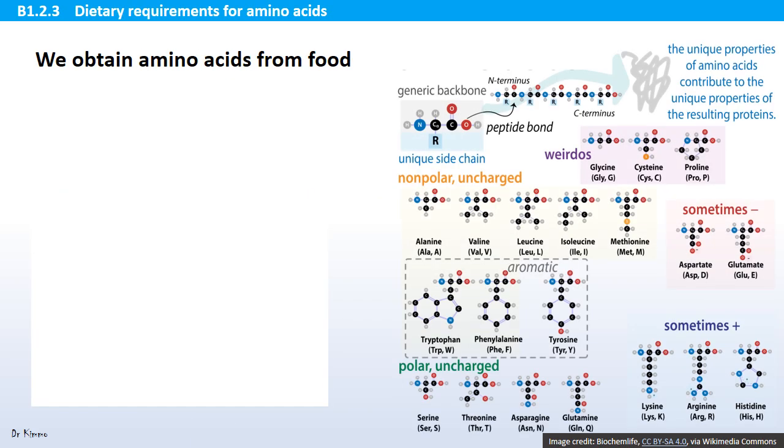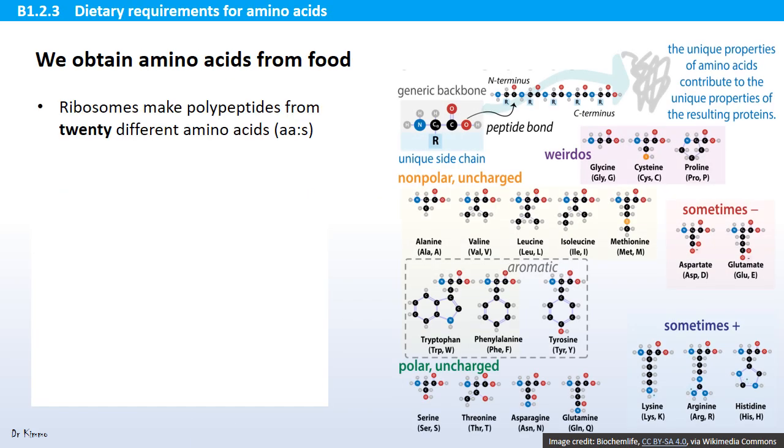We obtain amino acids from food, and our ribosomes make polypeptides from 20 different amino acids. Each amino acid differs by its R group, and that's illustrated on the right, where all 20 amino acids can be found. You can see that each of them has the same backbone with an amine group and a carboxyl group, and then they have their own type of side chain or R group.